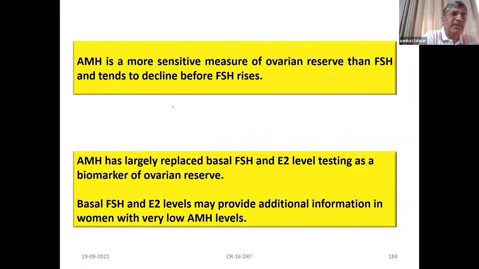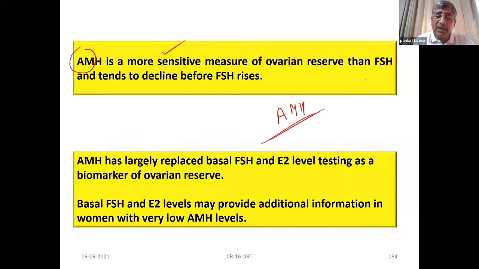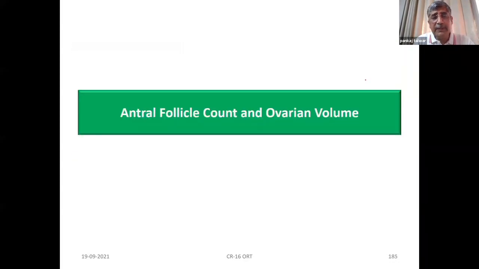So the best method is AMH. This is a very sensitive and best method, and it gets affected much earlier than E2 and FSH. So in case we have to pick one test out of all the tests, we'll pick AMH. This is very important. Antral follicular count and ovarian volume are very important things which we have to follow. And as I've told you, age is inversely proportional to the values of AFC and AMH.